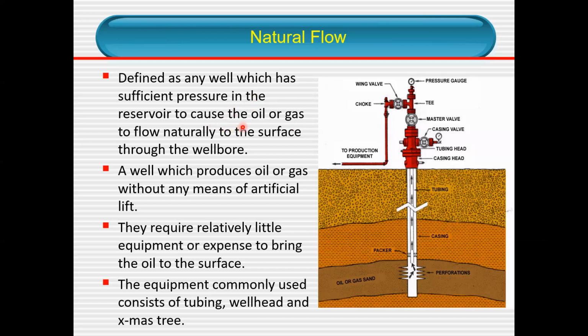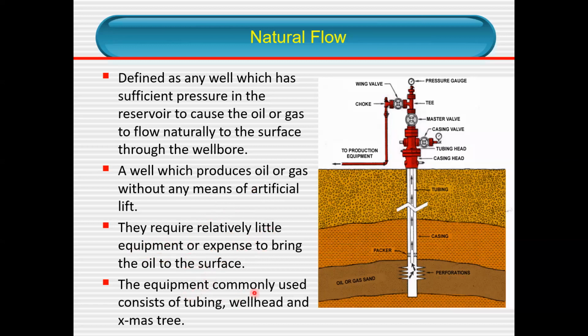Natural flow is defined as any well with sufficient pressure in the reservoir. When you have enough pressure, it will flow naturally. A well which produces oil and gas without any means of artificial lift. Artificial lift means you are injecting gas, or you are putting some additional pumping into the reservoir or into the near wellbore. You are going to introduce some kind of pumping from the surface. These are all the artificial lift to produce the oil if there is not enough pressure to flow the crude oil. Natural flow wells require relatively little equipment or expense because of enough pressure.